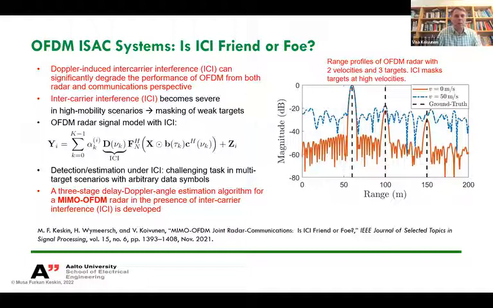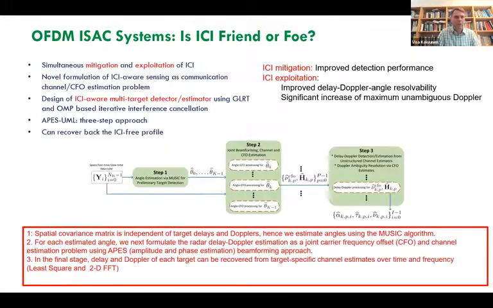So what we have developed is a 3-stage delay-Doppler-angle estimation algorithm for MIMO OFDM radars in the presence of intercarrier interference. What this algorithm basically does is both mitigate the impacts of intercarrier interference and also exploit them. The mitigation leads to improved detection performance, and the exploitation improves the delay-Doppler-angle resolvability. So none of the targets will be masked, in the sense that you can resolve targets that would otherwise remain invisible to you. It will also push the maximum unambiguous Doppler to a higher level.